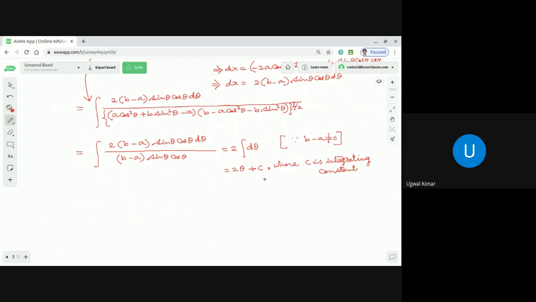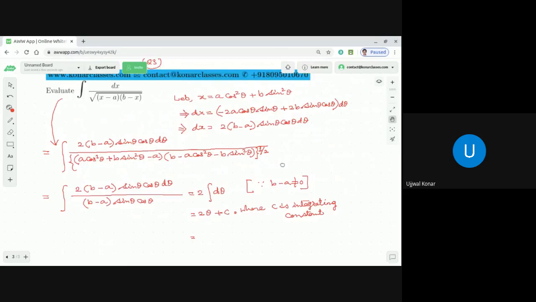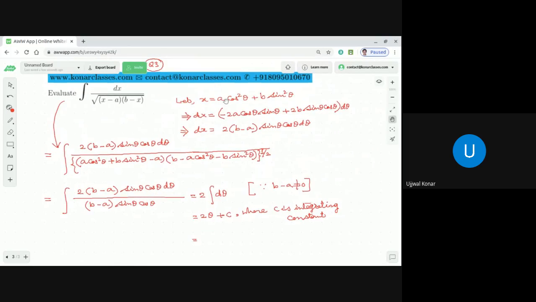And 2 into theta. So theta is what? We can revert back the value of theta then. We can find the value of theta from here. If you see here, x equals a cos square theta plus b sine square theta. So from here we can find the value of theta in terms of x. How? Because here cos square theta is equal to 1 minus sine square theta. So let me do it quickly. It is a very, very easy simplification, because directly you cannot find the value of theta in terms of x, na? Let me do it here.